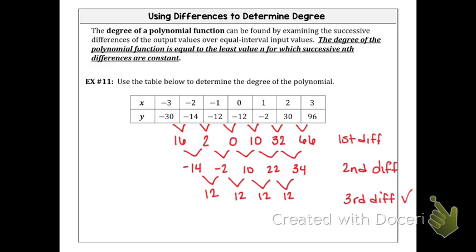So it said use a table below to determine the degree of the polynomial. So this is a cubic polynomial, or this is a third degree polynomial. Which is a cubic, same thing. Because the third differences are the same.